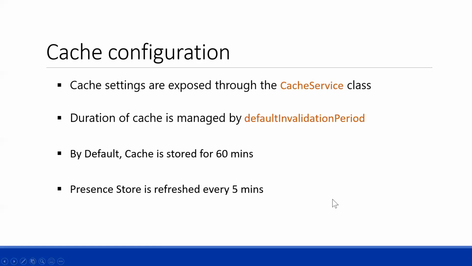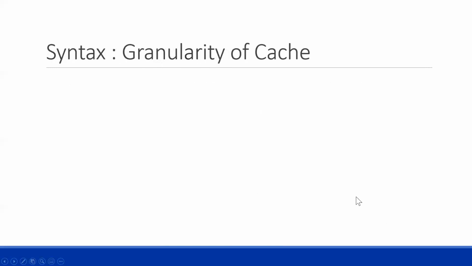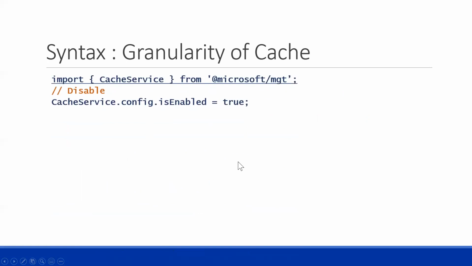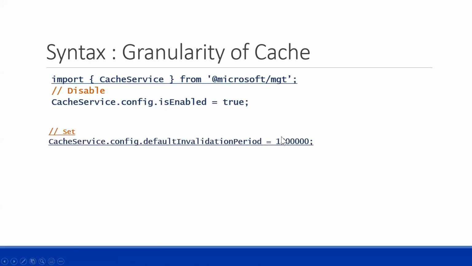It always makes more sense to see these things in action. So first we'll see the syntax, and then we'll see the demo of how it is implemented. The syntax is like this, where you can use the cache service class and then enable or disable the configuration. If you want to disable, you need to set the value as false, and you can enable it by setting it true. If you want to set the default invalidation period, you can modify that. By default, as I said, it is 1 hour, but it can be changed. Here it is mentioned as half an hour.